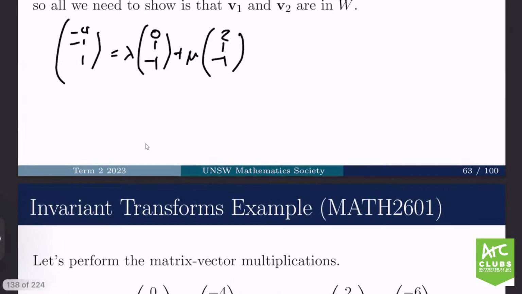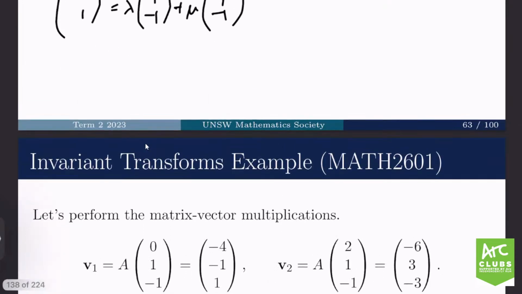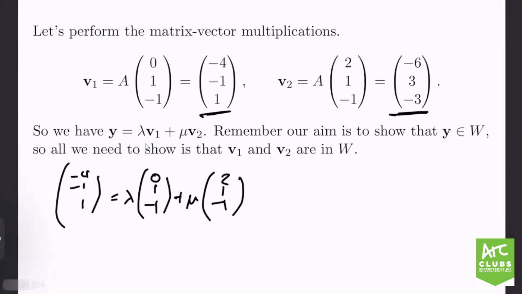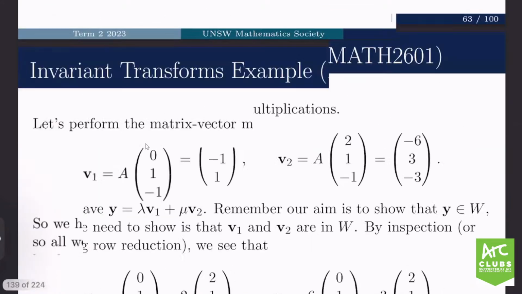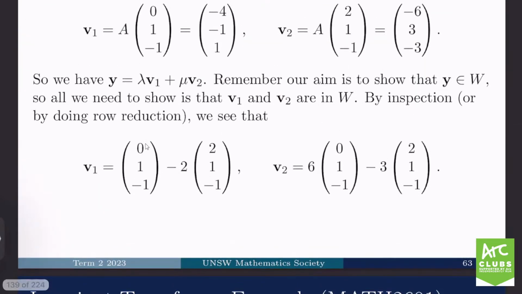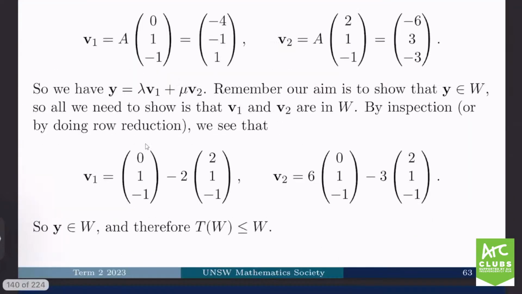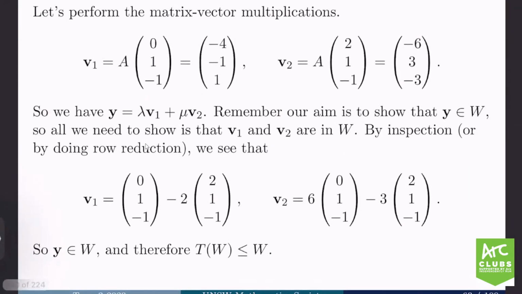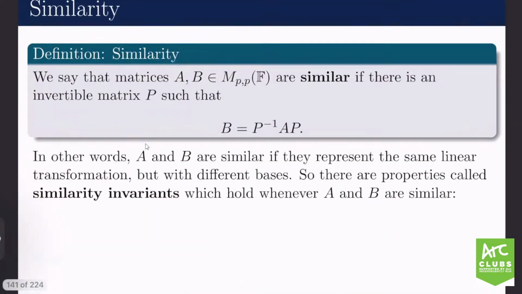So all we really need to do is solve this system and find the values of lambda and mu such that this is true. And likewise for our second vector, which is -6, 3, -3. If we actually do that, then we'll see that those vectors are a linear combination of vectors of W, which means that these vectors must be in W, and so therefore y is in W, and therefore T of W is a subspace of W, and therefore W is an invariant subspace.